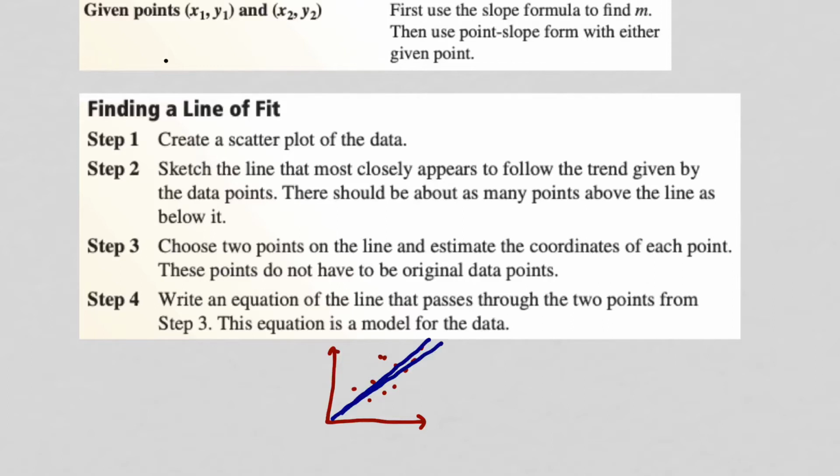Then you would choose 2 points on your line. That's step 3. They don't have to be original data points. Then you write an equation that passes through those 2 points, and that's your equation to model the data.